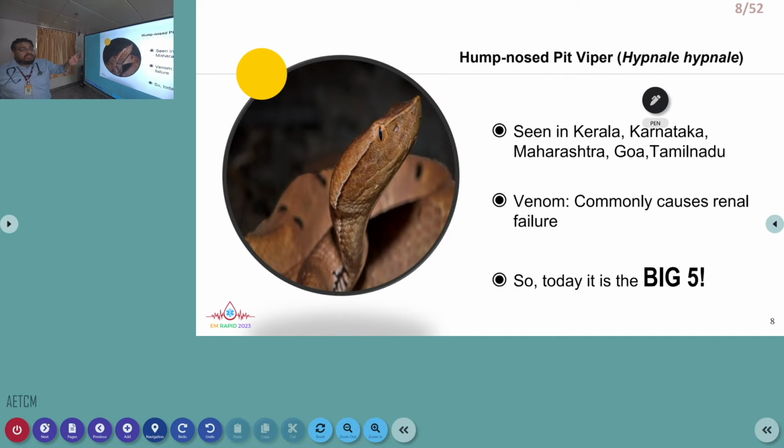Now quickly, what I told you is that it's time to say the big five. We can call it the hump-nosed pit viper, Hypnale. This is basically seen in Kerala, Karnataka, Maharashtra, Goa, and Tamil Nadu. The venom mainly causes renal failure. That is the most important culprit, and it is also amounting to the big five. So today we can say it as big five. A lot of case reports have been coming with Hypnale.